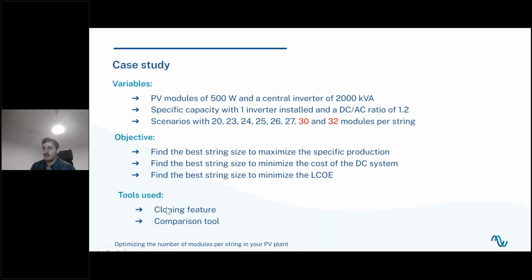To do this, we are going to use two different tools from pvDesign: the cloning feature and the comparison tool. With the cloning feature, we can duplicate one design that we have already created with pvDesign, make a small modification and run it again to create a new design. And with the comparison tool, we can put many designs together so that we can find the best solution for one specific parameter.